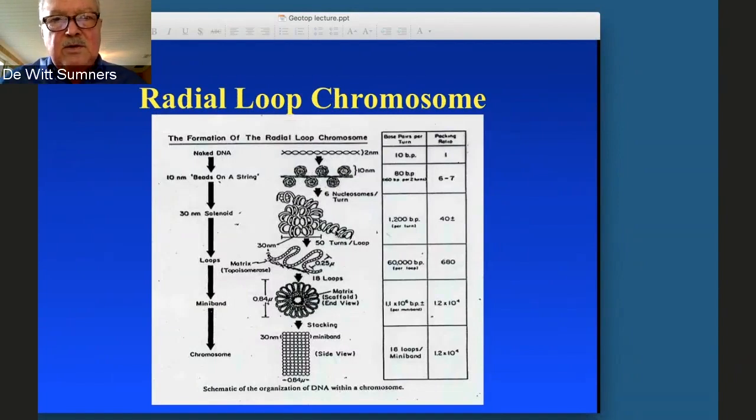It's wound around histones, and the histones get wound around in more and more complicated ways, and you finally get chromosomes that you can see under a light microscope. It's clear then that the DNA is embedded in the cells, in the chromosomes, in a very complicated way.